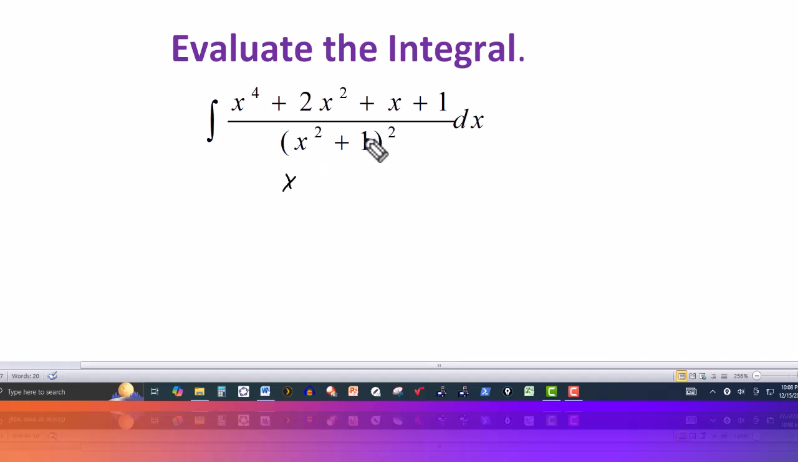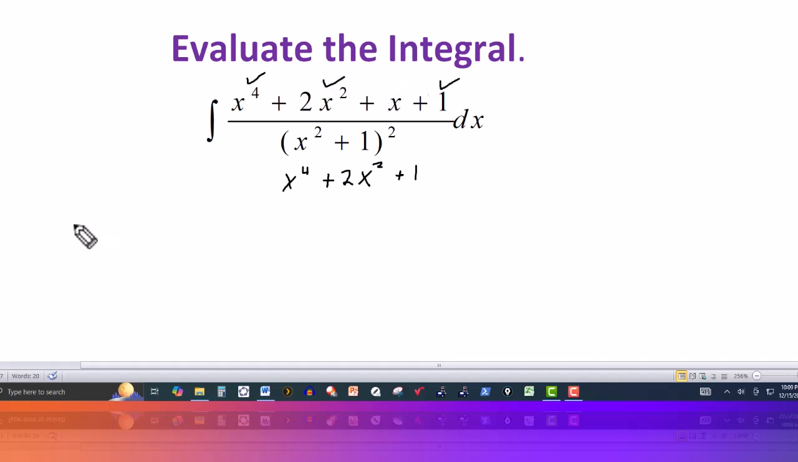x squared plus 1 squared would give me x to the fourth. I'm squaring a binomial, so that would be double this product, so this would be a 2x squared, and then this squared, the 1 squared will give me a plus 1. Take the derivative of this, that won't do me any good as far as the U-substitution there. But notice, I got an x to the fourth here, a plus 2x squared here, and a 1 here.